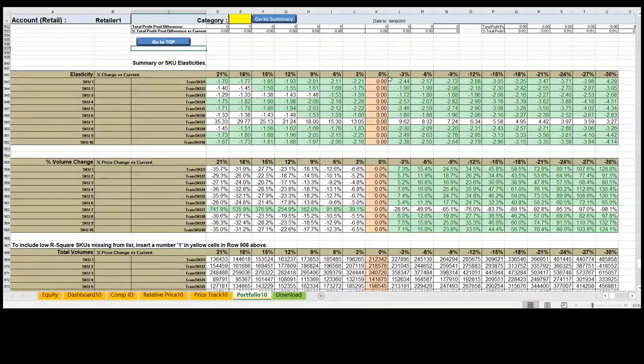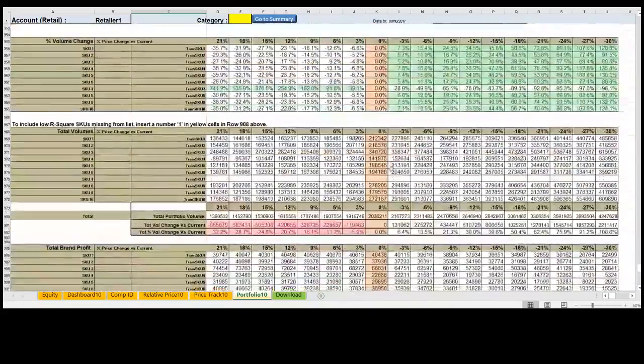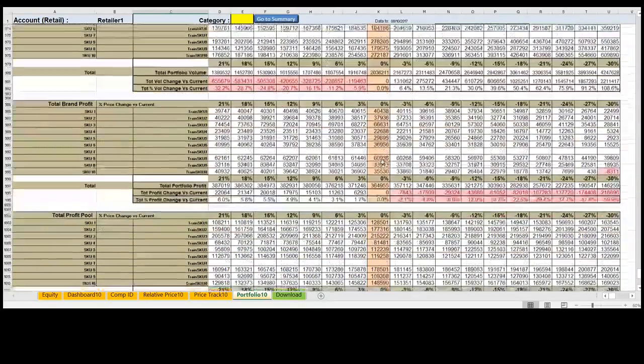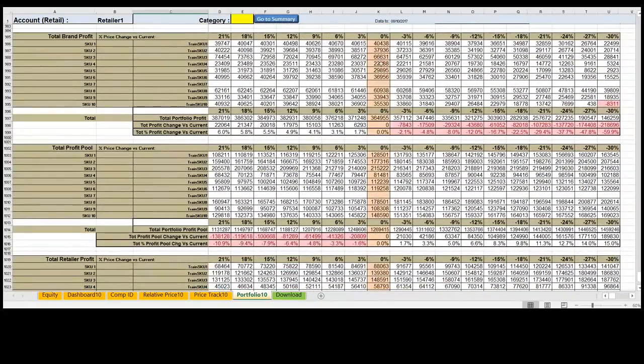First product shows -2.44. The minus means the volume goes in the opposite direction to the price. This can be seen in the next section as the percentage volume change shows price down 3%, volume up 7%. In the summaries further down, you see the impact on total volume at each price change, but also the total supplier or brand profit using current commercials.